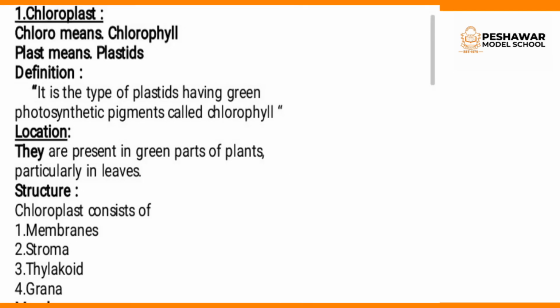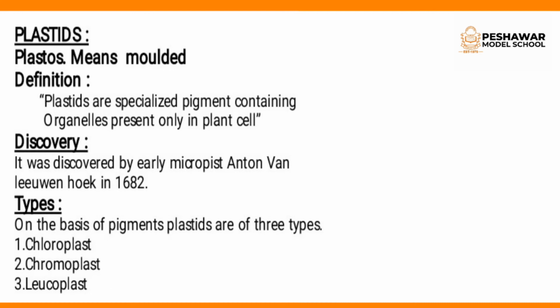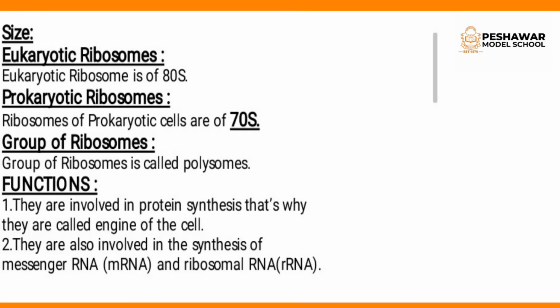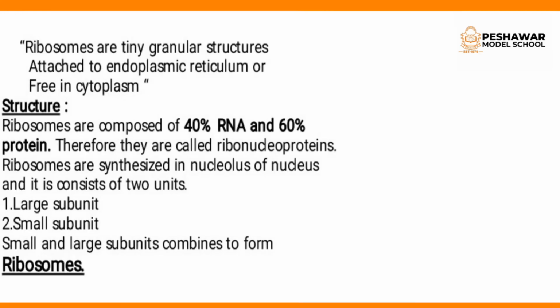So we discussed the plastids, and we discuss the ribosomes. Again, I am revising the lecture on the ribosomes. Ribosomes are tiny granular structures attached to the endoplasmic reticulum or free in the cytoplasm. They are composed of 40% RNA and 60% proteins. Therefore, they are called ribonucleoproteins. Ribosomes are synthesized in the nucleolus of the nucleus, and they consist of two units called the large unit and the small unit.